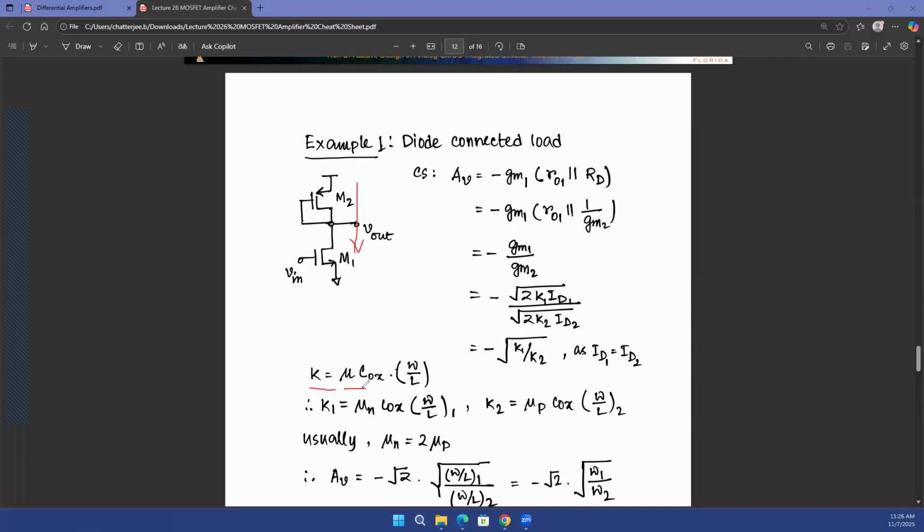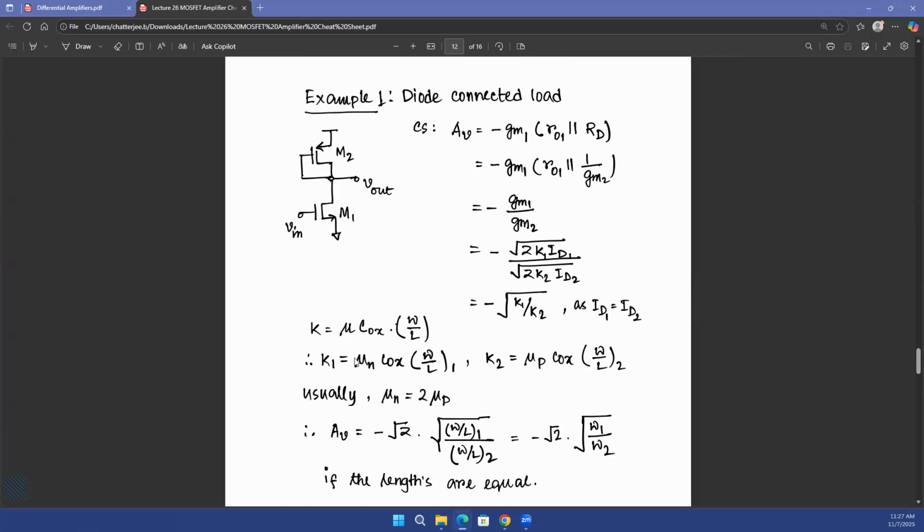Now K, as you know, is mu times COX times W over L. So K1 is mu n times COX times W over L of 1 because K1 is for the transistor M1. K2 is mu P COX W over L of 2 because that's a PMOS transistor. Usually your mu n is equal to 2 times mu P. The mobility of electrons is almost 2 times the mobility of holes because electrons are faster. Holes cannot move as fast because they are basically the absence of electrons, and an electron has to move to create that hole. So the mobility of holes is not as high, specifically in older technology nodes, and mu n is almost 2 times that of mu p.